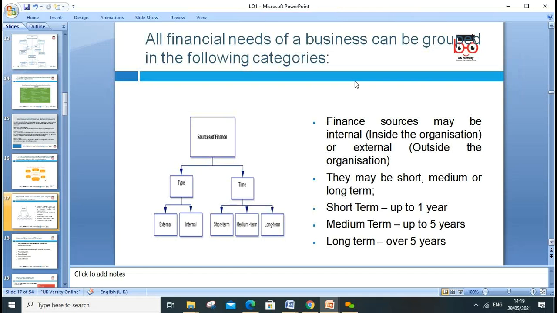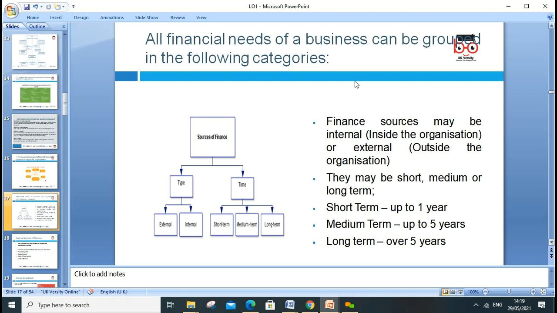All financial needs of the business can be grouped into the following categories. Sources of finance: internal and external. Internal means within the company: whatever assets we have, we can sell them to raise money, and we have retained earnings, the previous year's profit, which we can use. That's internal. External means outside the organization, when we borrow.